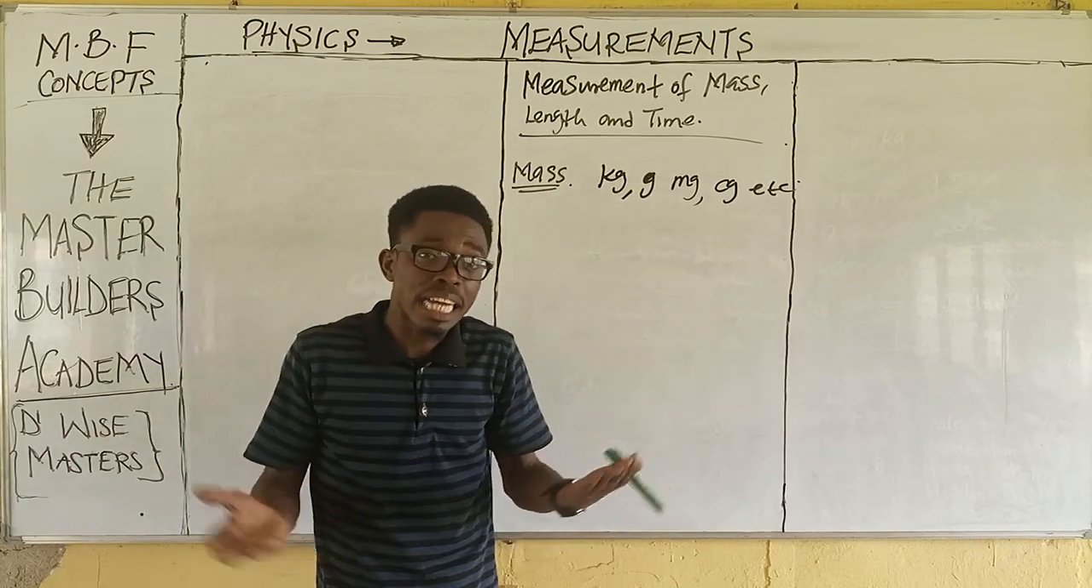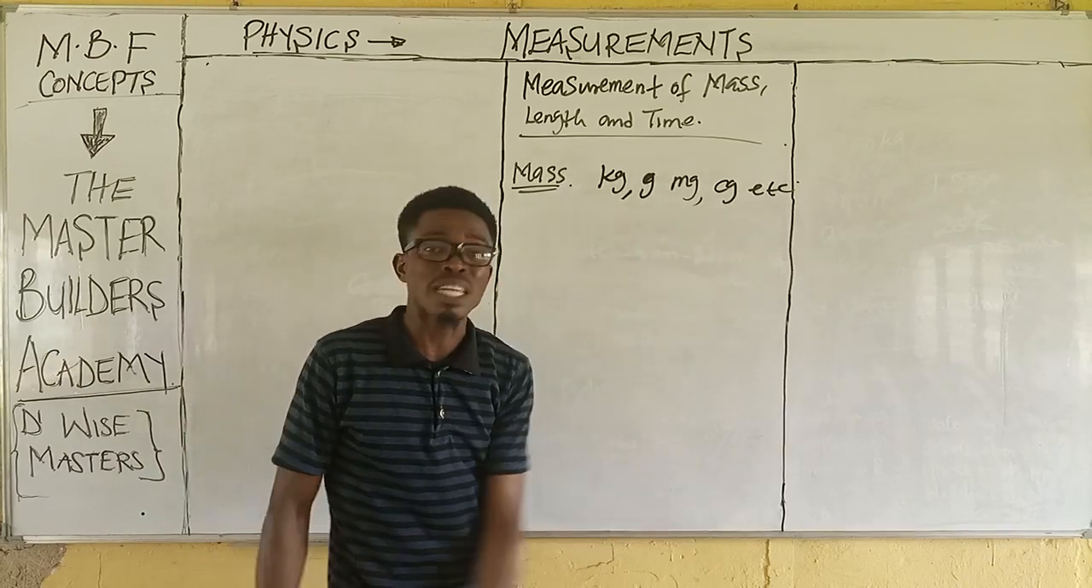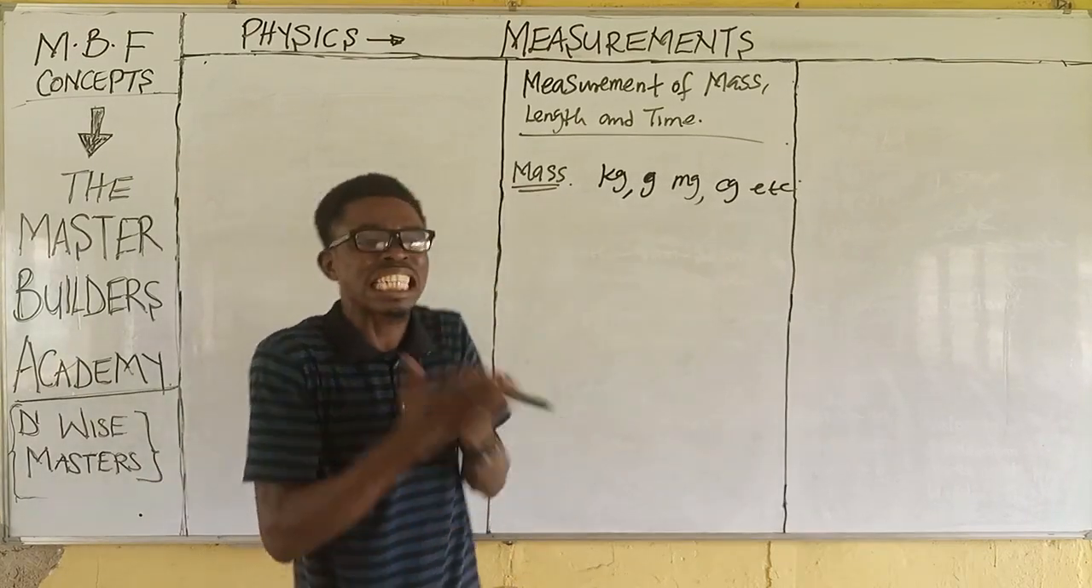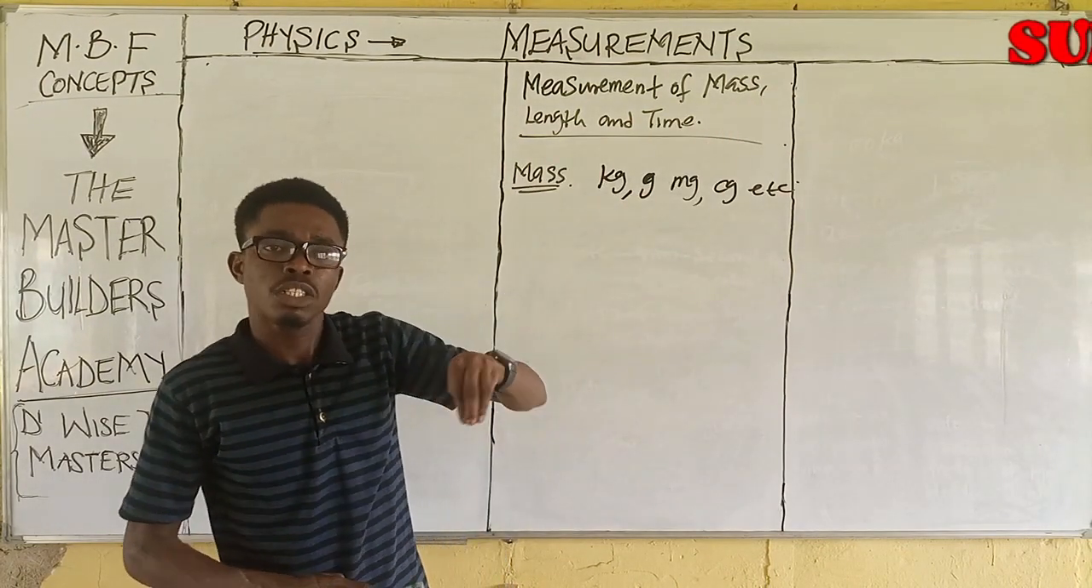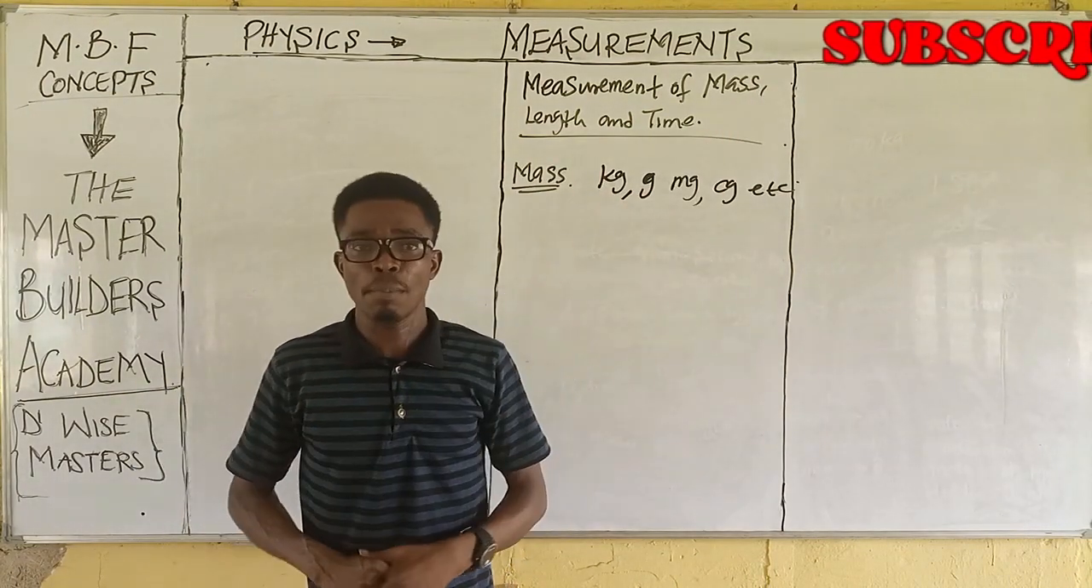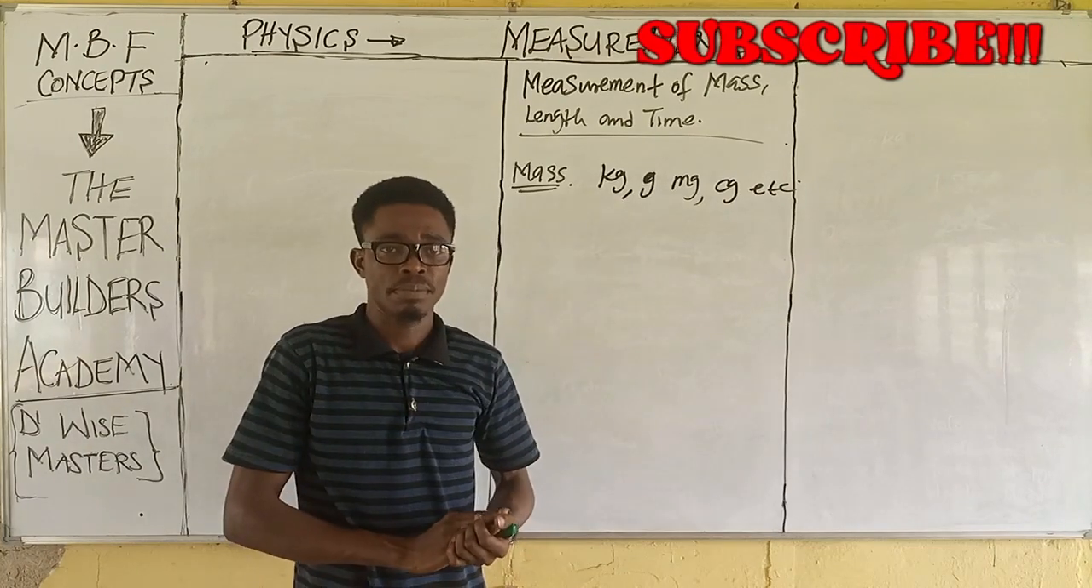Similarly, if you are given a milligram, you will convert to kilogram. And likewise, if you are given a centigram and any other gram unit, whether mega units or mini units, you need to convert to kilogram before you can put that value to work.